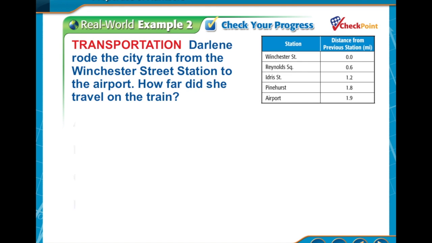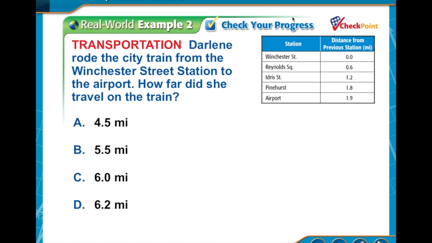Now, moving on to another real-world example. So we had another example yesterday about horseback riding. This one, somewhat similar, we're talking about transportation. So Darlene's riding through the city train from multiple stations. So she starts at the Winchester Street station and arrives at the airport. We want to know how far does she travel on the train.